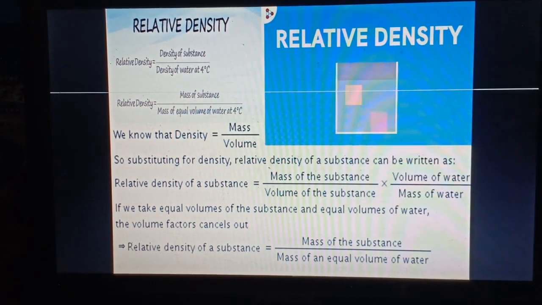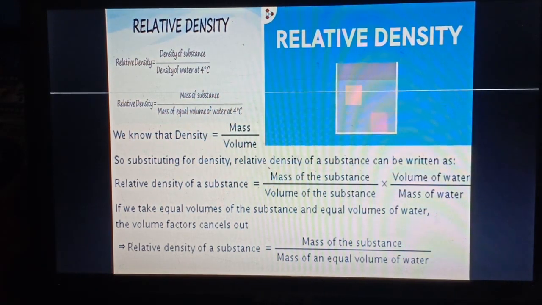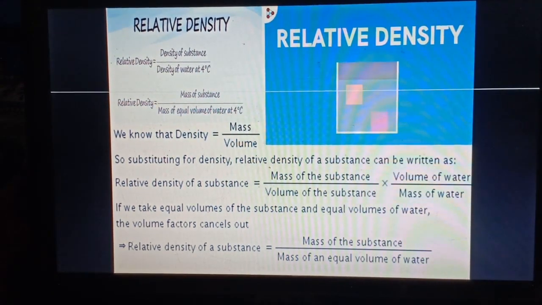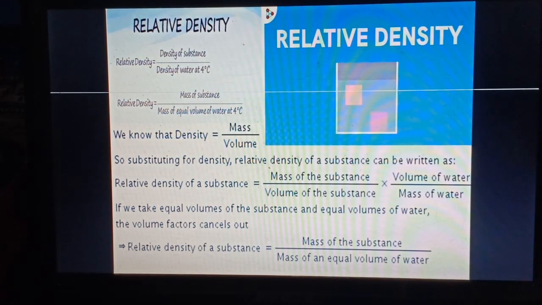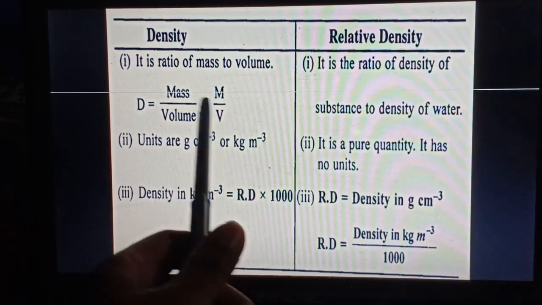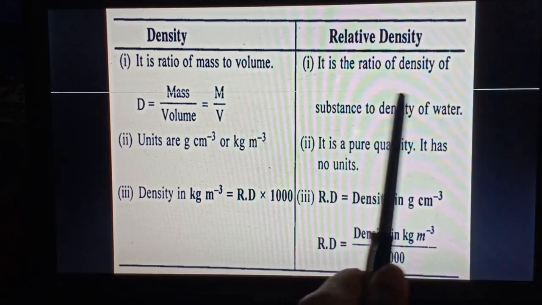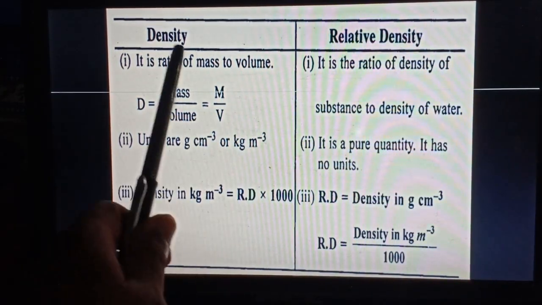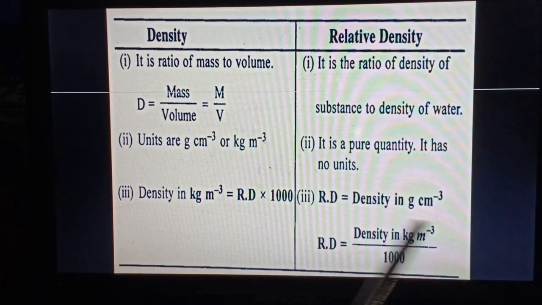So basically relative density means the density of the substance compared to the density of water. Density means mass per unit volume, and relative density is the comparison of the density of a body to the density of water at 4 degrees Celsius. This is showing a ratio comparison between density and relative density. Density is the ratio of mass to volume, and relative density is the ratio of density of the substance to density of water.